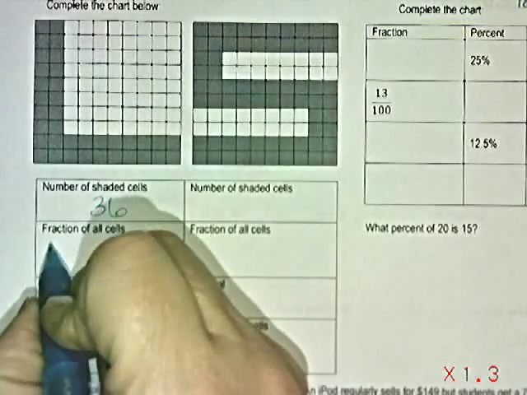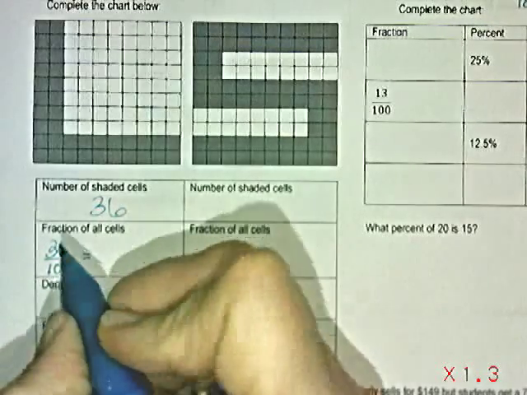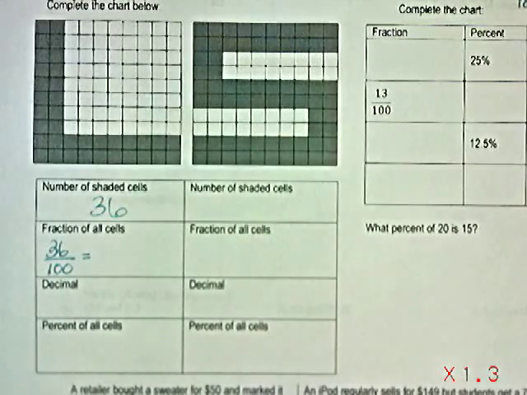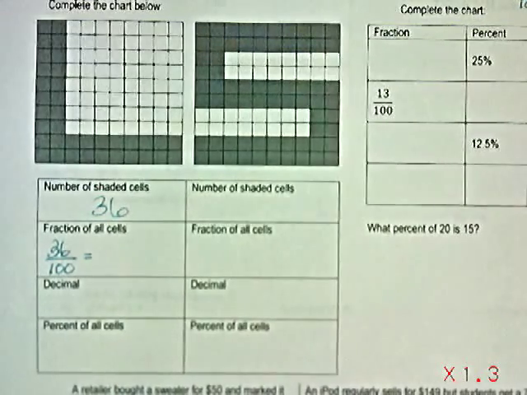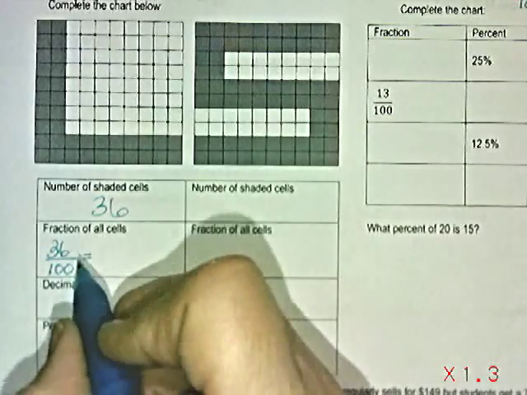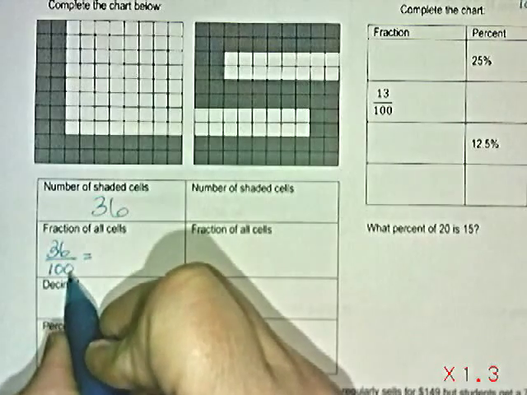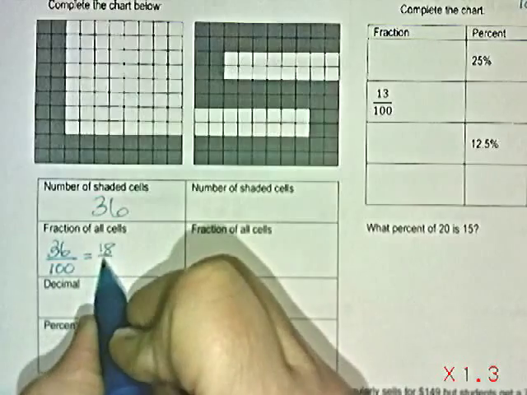The fraction of all cells would be 36 parts out of 100. Of course, we wouldn't leave that fraction because it's not reduced. If you took 4 out of there, that would be the biggest number you could pull out of 36 and 100. But if you didn't see that, you could simply start reducing by 2's because they're both even numbers. Dividing out a 2 leaves me with 18 out of 50.